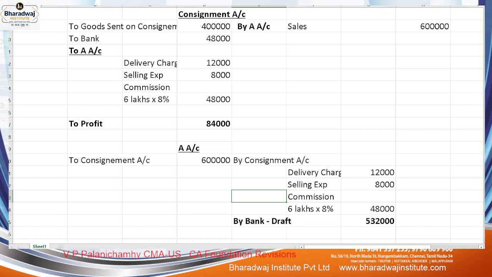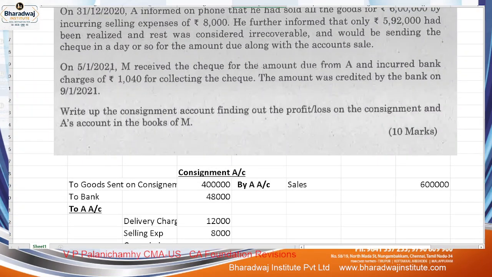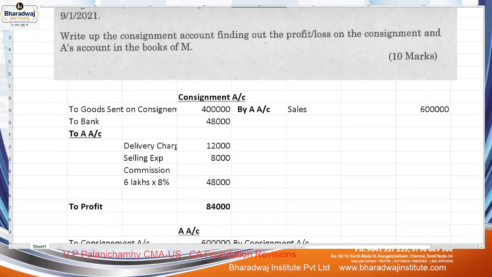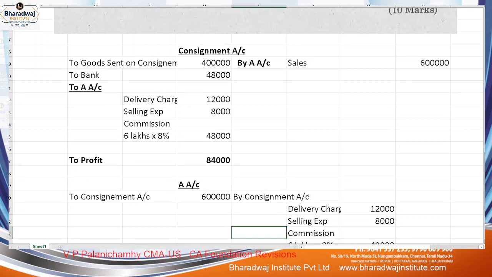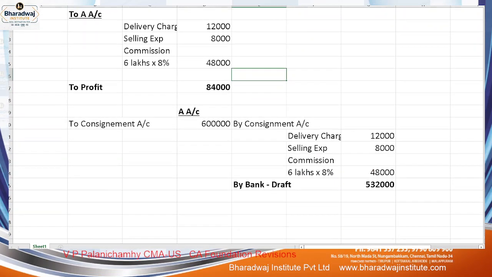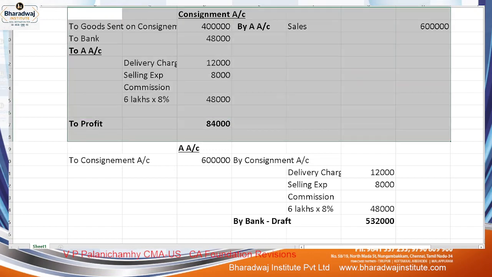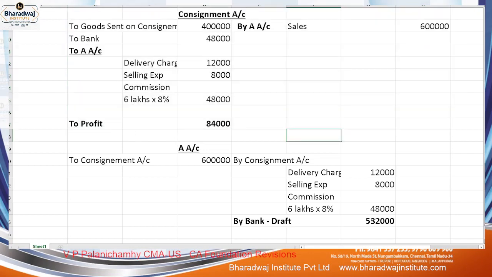Bank charges also. Is it a consignment related charge? He has paid bank charges, right? The 1,040 for collection of the cheque is charged. So that will not come in the consignment account. Only consignment related expenses, expenses related to the goods, will come here. If the consignee has sent a draft, we would discount the bill, or the cheque would have been collected. Those collection charges and all will not come. Why? Because they are not consignment expenses.